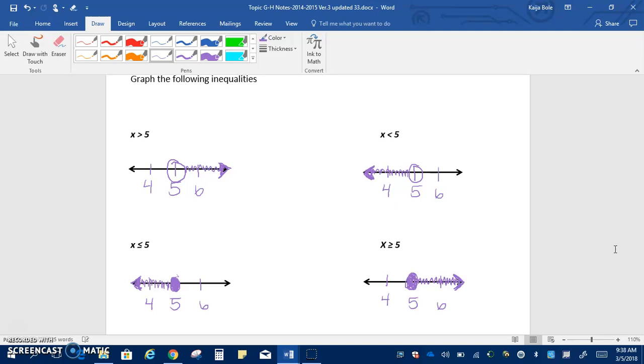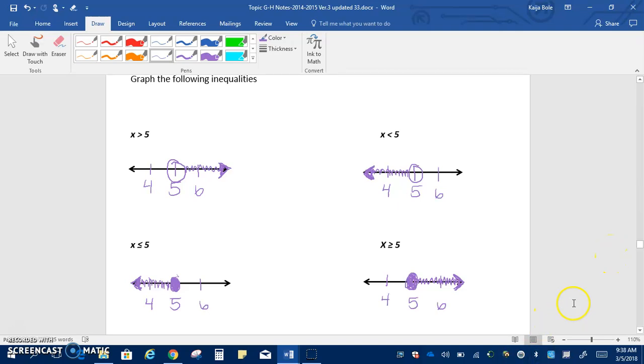For your shading, it doesn't have to be perfect, but I need to see that you're going in the right direction, and I need to be able to tell the difference between a closed dot and an open dot. Don't make me guess. If I have to guess, it'll just not be right.